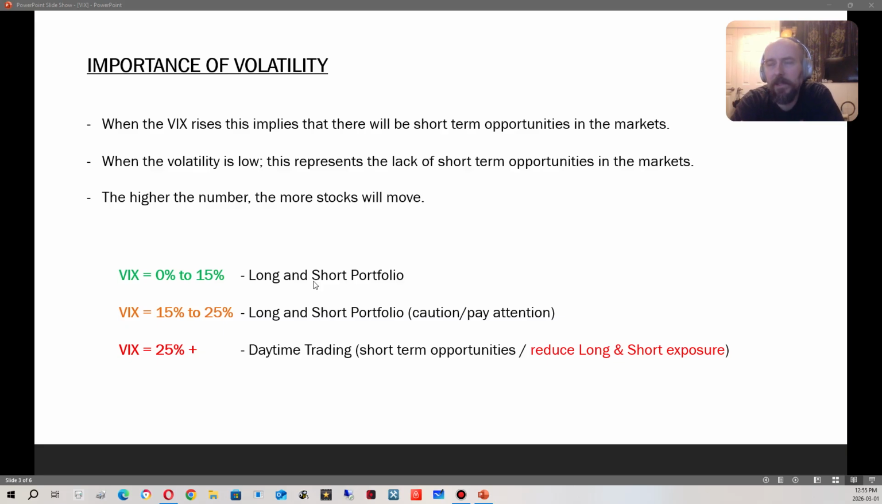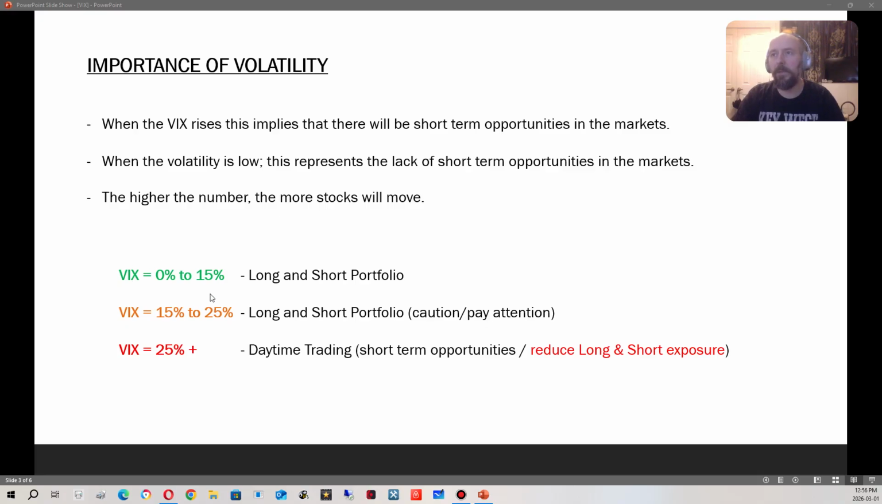For obvious reasons, just as it's not good for long only portfolio. Long only portfolio being the worst of the two, but long and short portfolio, it has similar consequences. There's a lot more volatility, a lot more price movement. There's a lot more risk associated to this, and you might end up losing a big chunk of a portfolio if you're not paying attention.